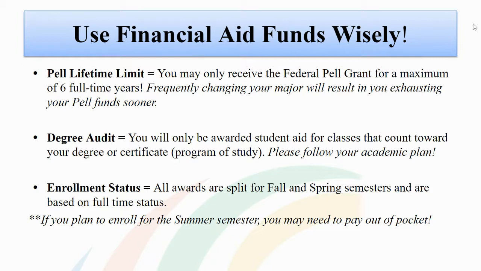And then if they do plan to enroll for the summer semester, they may or may not need to pay out of pocket. The only thing that pays for the summer funds is the federal Pell Grant. The state funds, which are the North Carolina grant and the lottery scholarship, do not pay for summer classes. So we always tell the students to check on what kind of financial aid they have before they enroll for summer semester, to see if they do need to pay out of pocket.